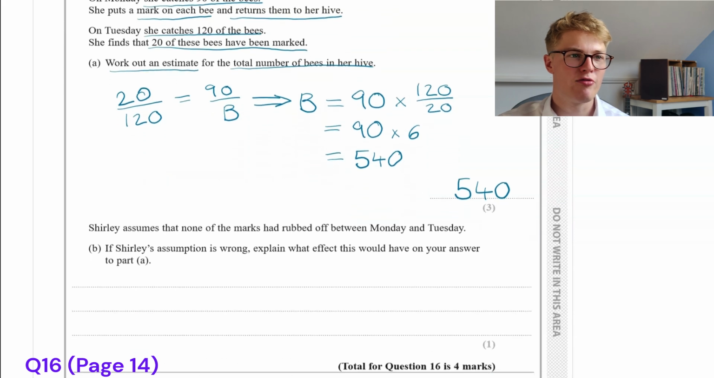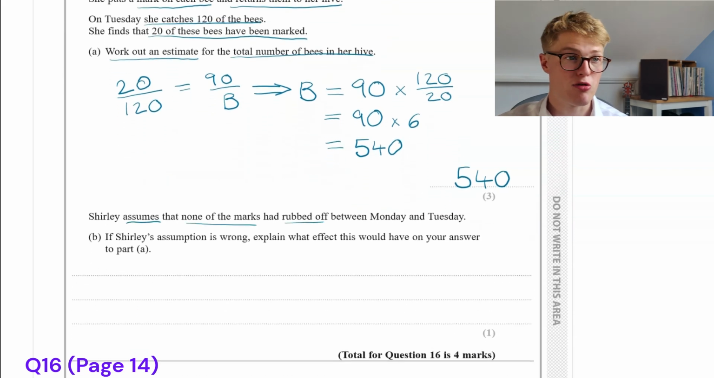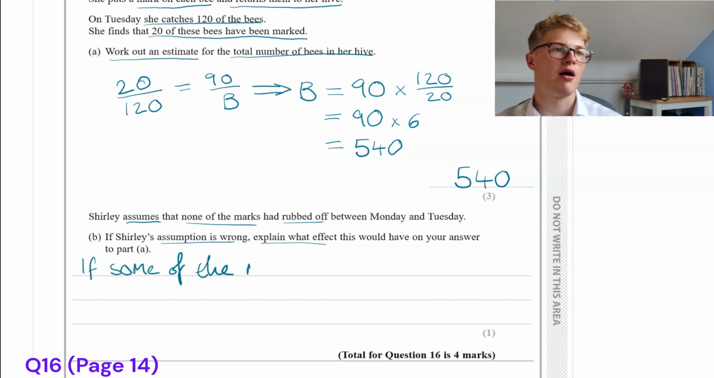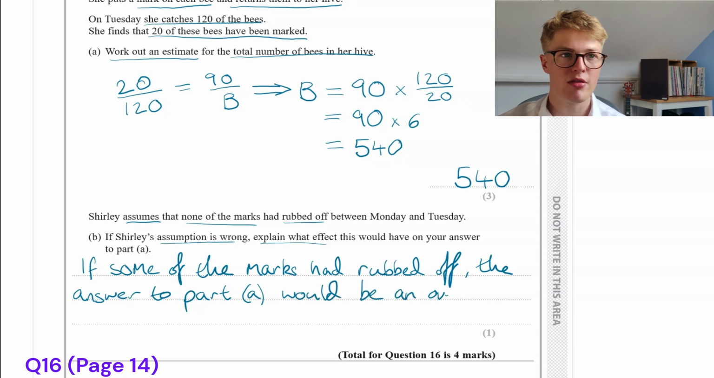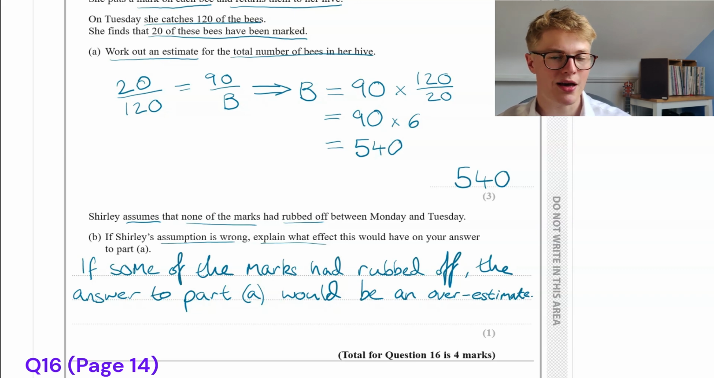Shirley assumes that none of the marks had rubbed off between Monday and Tuesday. If Shirley's assumption is wrong, explain what effect this would have on your answer to part A. If some of the marks had been rubbed off, the answer to part A would be an overestimate. This is because we would have had fewer marked bees than we expected, which means that it would seem that the population is larger than it actually is, therefore making it an overestimate.